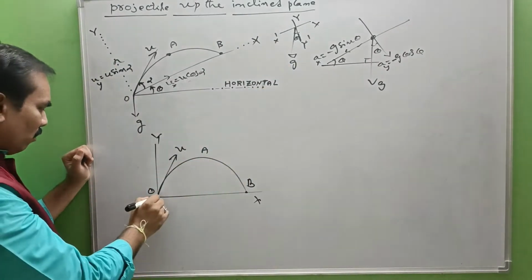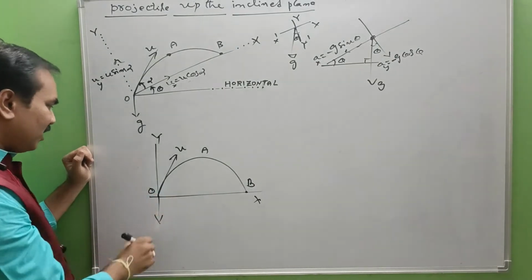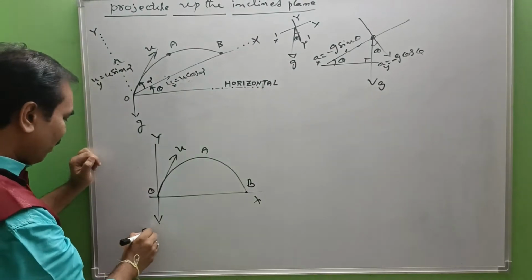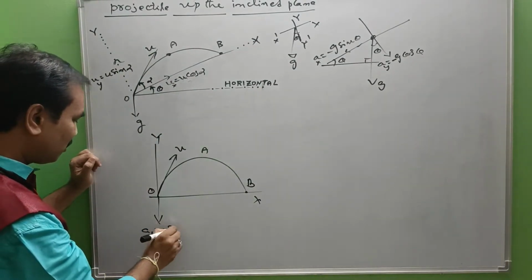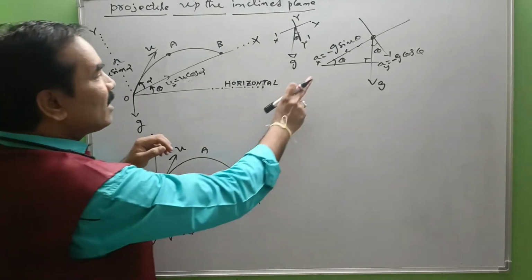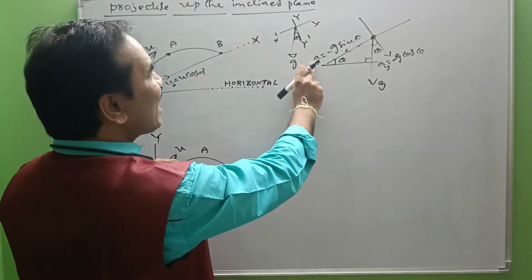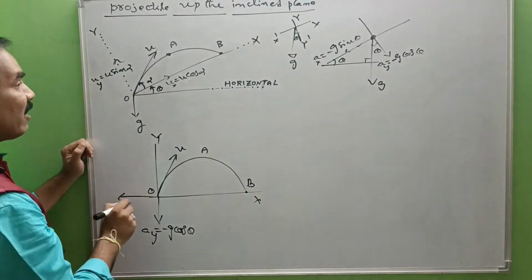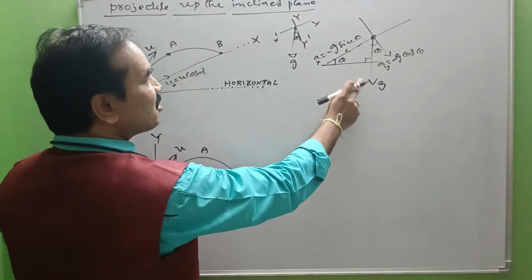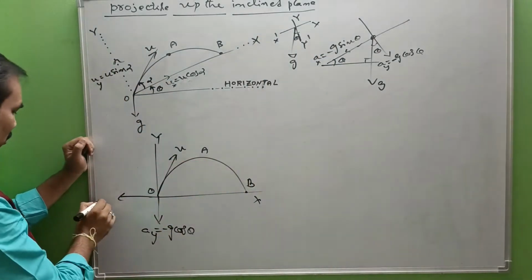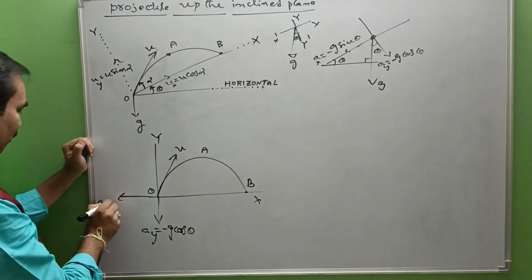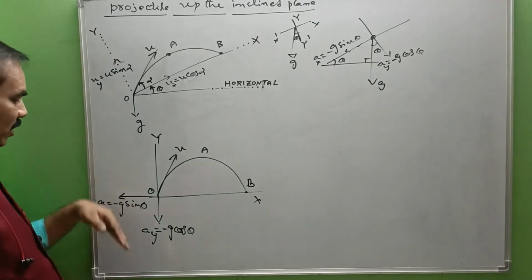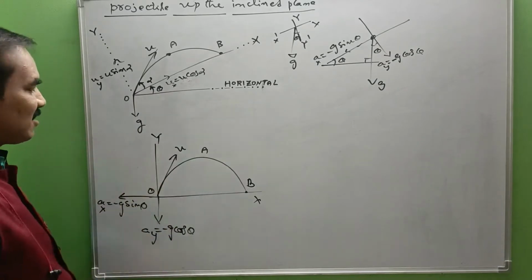Right. Now what is the component of G along the negative y axis? That is G cos theta. So Ay equal to minus G cos theta. What is the component of G along the x-axis? That is towards the negative x-axis. This is positive x, negative x. What is the component of acceleration due to gravity? That is minus G sin theta. So Ax equal to minus G sin theta like this. Okay. So Ay minus G cos theta, Ax minus G sin theta.